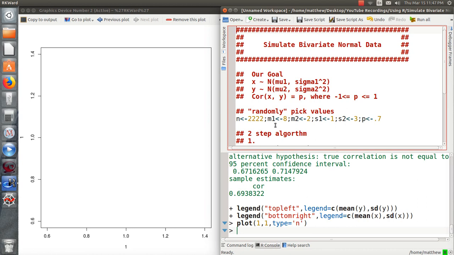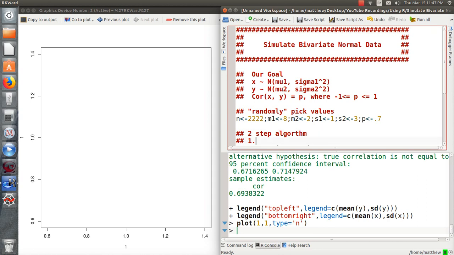So let's pick some random values here. I'm going to have a sample size of 22. The mean for my X will be 8. The mean for my Y will be 2. The standard deviation for X will be 1. Standard deviation for Y will be 3. I want a correlation of 0.7.